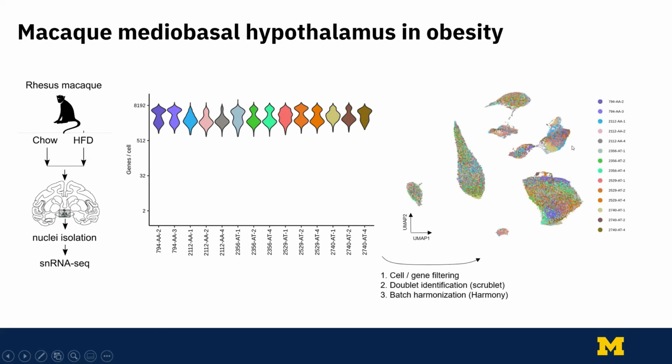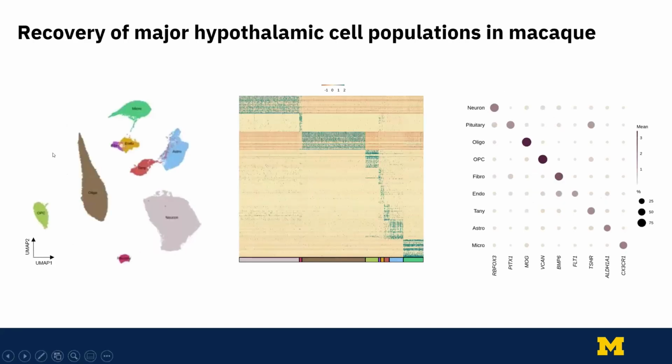Then, using standard approaches, we're able to unite and harmonize all of these data sets into a single data set. We can then learn the cell types using our mouse data set. And you can see we recover all the major cell types we expect from the mouse hypothalamus. They all have robust transcriptomes, and the classic marker genes that we know from the mouse are also highly enriched in the macaque, indicating that the macaque hypothalamus looks very similar to the mouse hypothalamus on a broad cell type level.